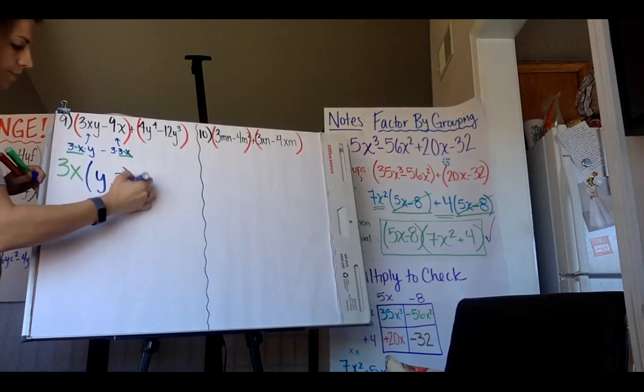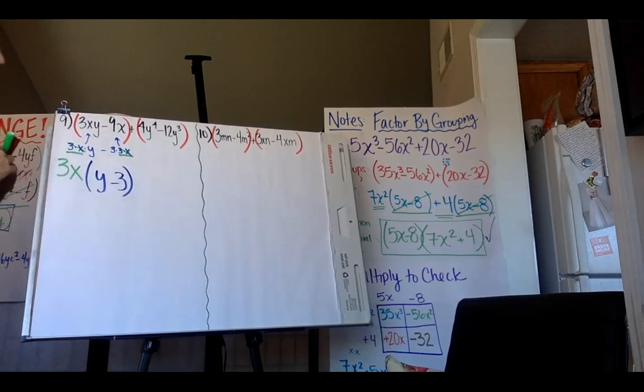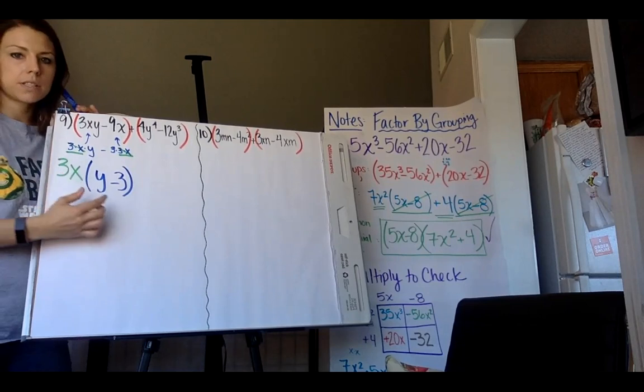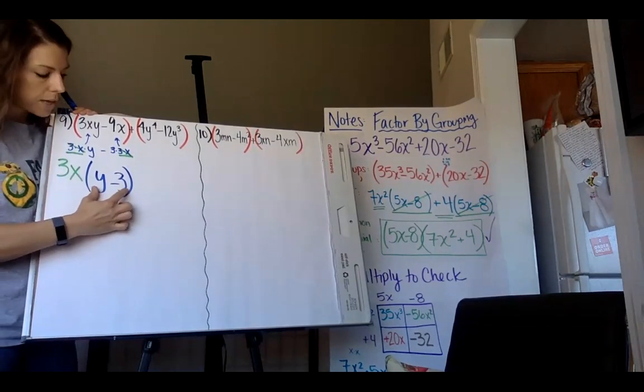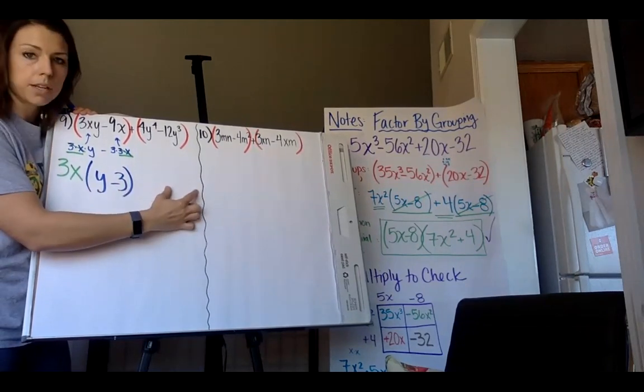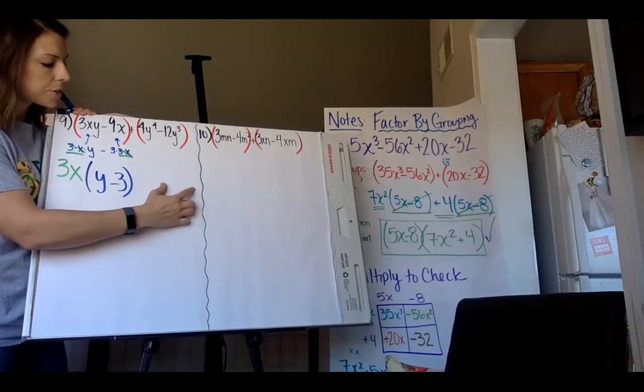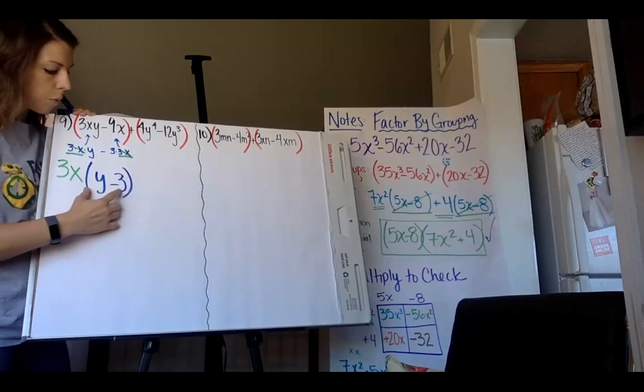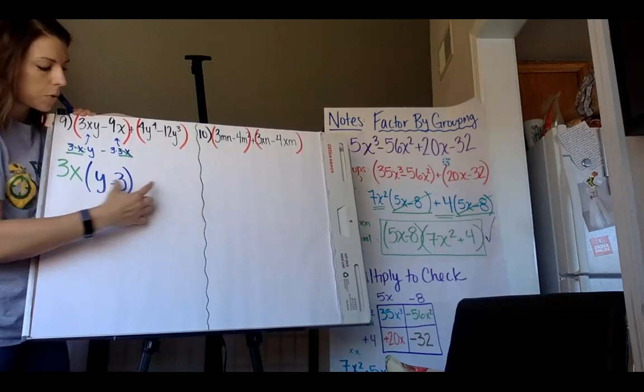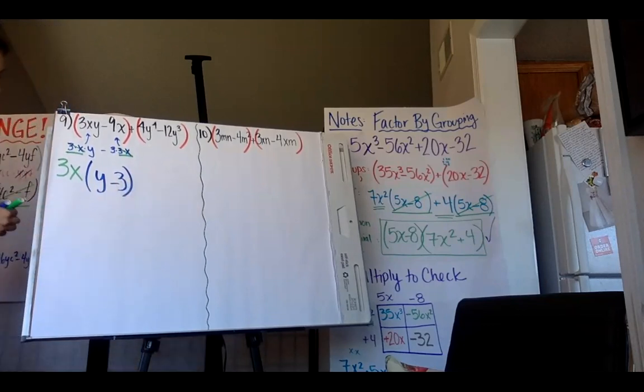minus 3. Now, looking ahead, if you've practiced this enough, you now know that the only way this is going to work is if I get a y minus 3 over here. So if I don't factor it out correctly, I won't have y minus 3 over here, which means I won't have that common binomial factor.